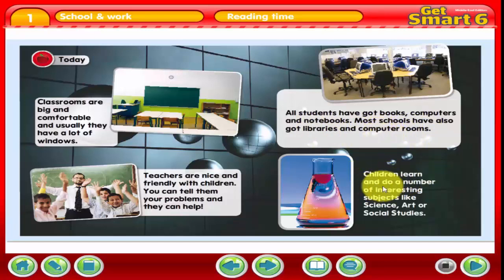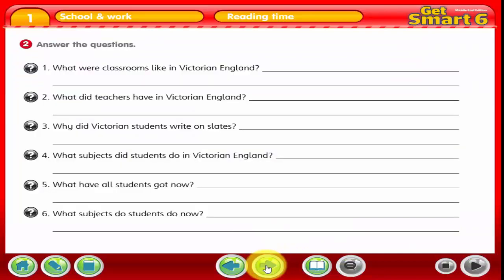Children learn and do a number of interesting subjects like science, art or social studies. بيتعلم الأطفال اللي هم الستودنتس يعني مجموعة من العلوم الشيقة والممتعة مثل science, art العلوم والفنية or social studies والاجتماعيات أو الدراسات الاجتماعية.